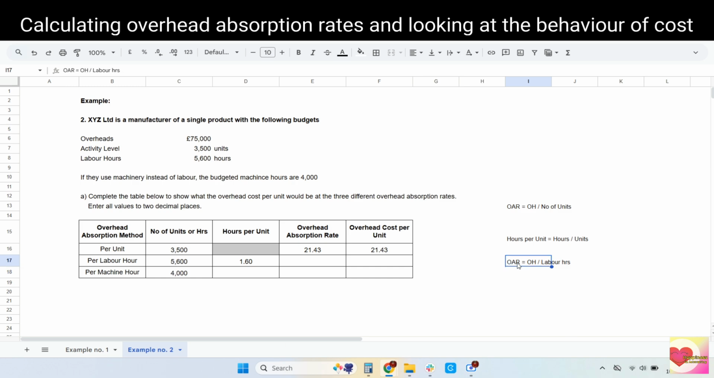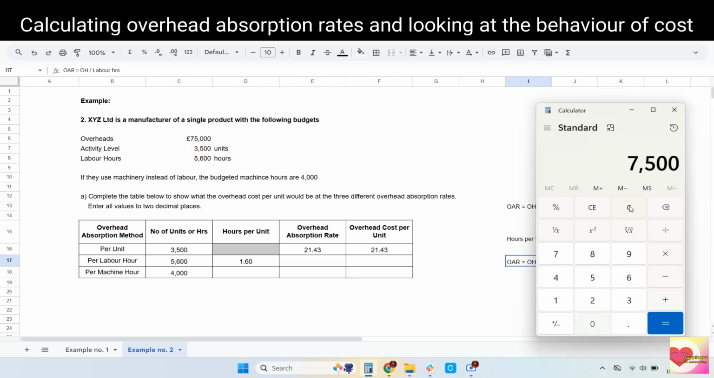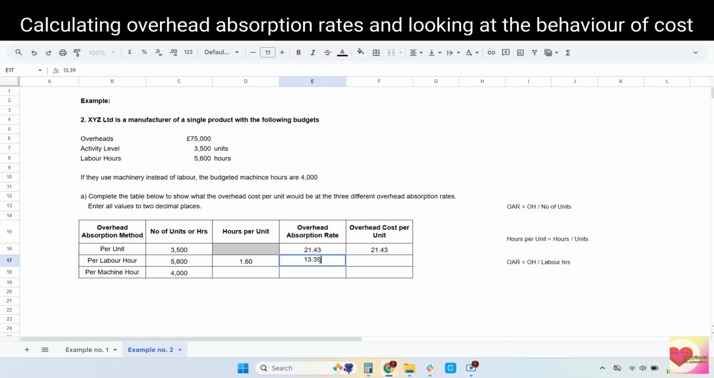Now let's calculate the OAR. Overhead 75,000 divided by labor hours, which is 5,600. Then let's round it off to 2 decimal places, and we got 13.39. So this is our OAR.